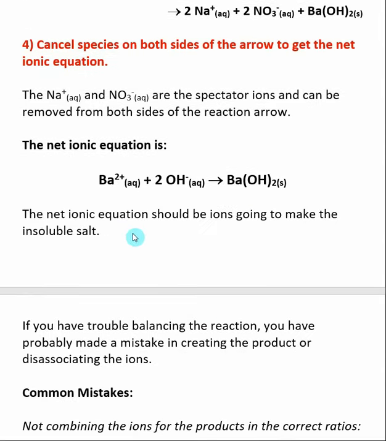And in reality, when you're done, the net ionic equation really should be the ions going to make our product. Our product is barium hydroxide, so I would expect the net ionic equation would be ions to go to make our product, which is barium 2 plus and 2 hydroxide. So you can kind of check your answer to see if you've done it correctly. So the net ionic equation should be ions going to make your insoluble salt.